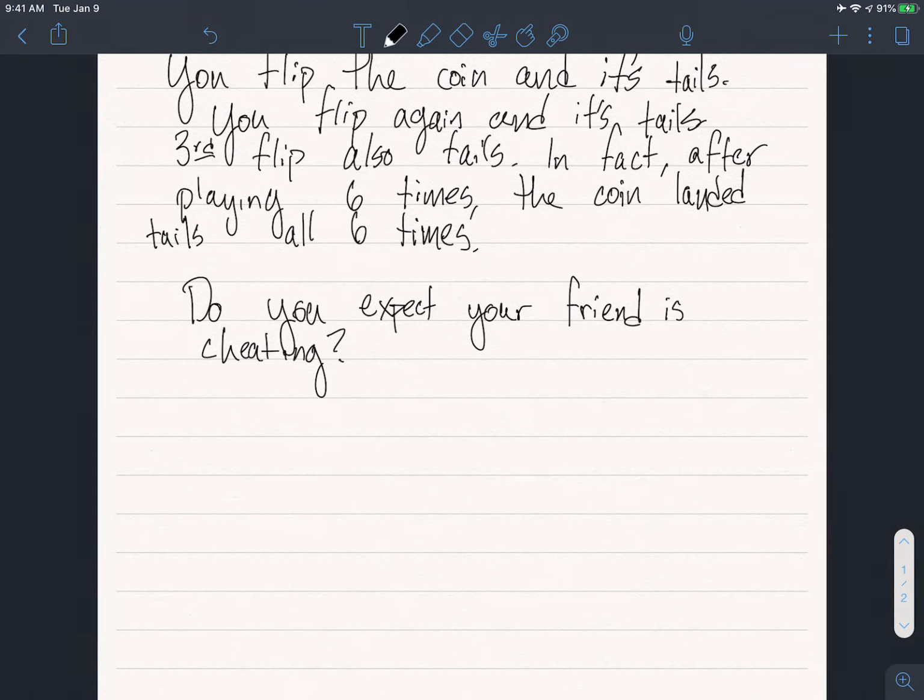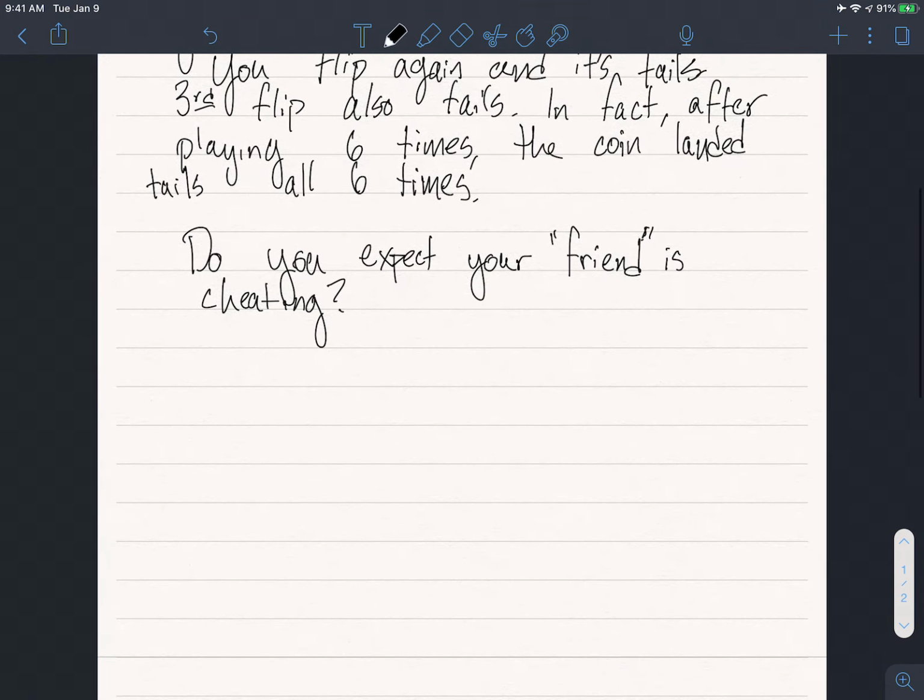When do you start to worry? Maybe I should put friend in quotes because if they are cheating, maybe they're not really your friend. But this is really what would get us into hypothesis testing and statistics: when do we start to say, okay, these results are kind of going against what I would expect. So maybe what I expect is wrong. You know, I go into this game expecting that the coin is fair. After it comes up 6 times tails in a row, I'm going to start being like, okay, let me see this coin. I don't trust you.